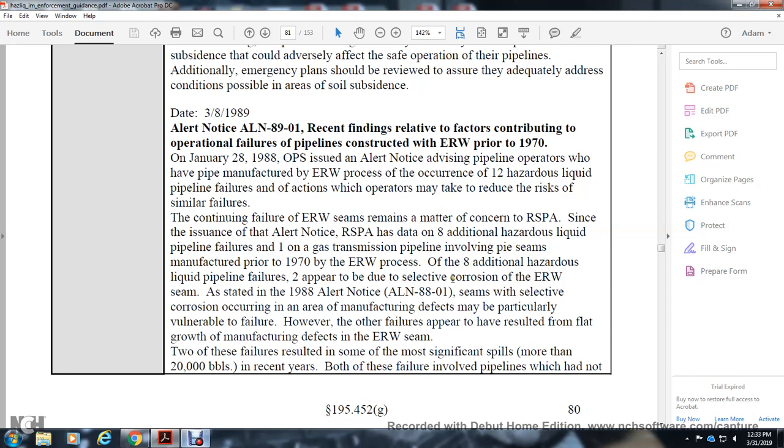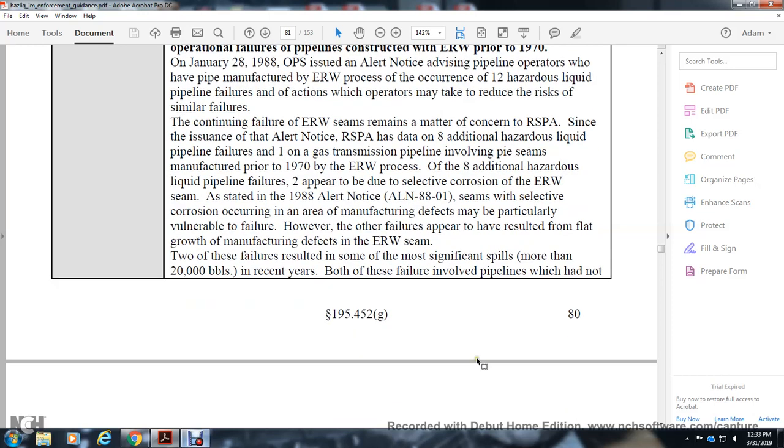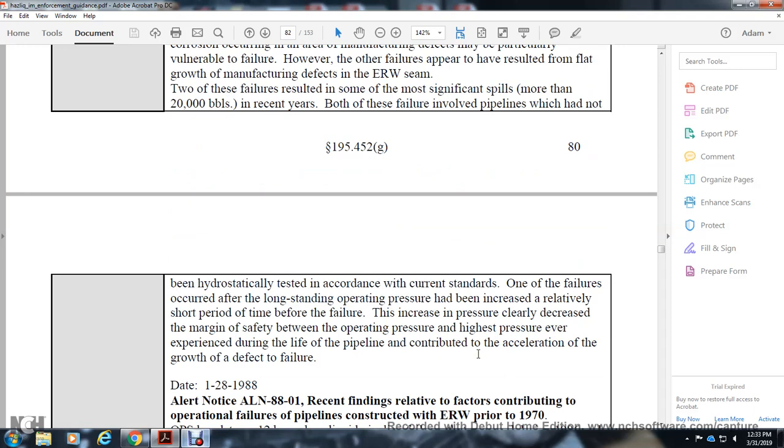Two appear to be due to corrosion of the ERW seam, and the 1988 alert notice describes seam selective corrosion occurring in an area with a manufacturer defect for the particular vulnerable failure. However, the other failures appear to result from the fatigue growth of a manufacturer defect in the ERW seam. Two of the failures resulted in some of the most significant spills, more than 20,000 barrels in recent years, and most failures involved pipelines which had not been hydrostatically tested to current standards.